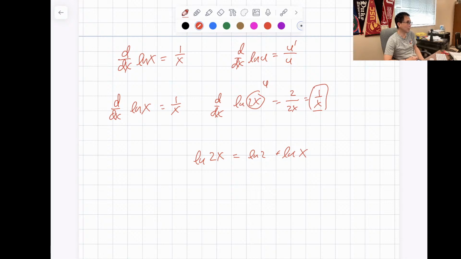Natural log of 2, the derivative of natural log of 2 is 0. So the derivative of natural log of x is still 1 over x. So even though that is AB, suppose I already told us last year, but some of you guys still don't remember, don't know why that is.